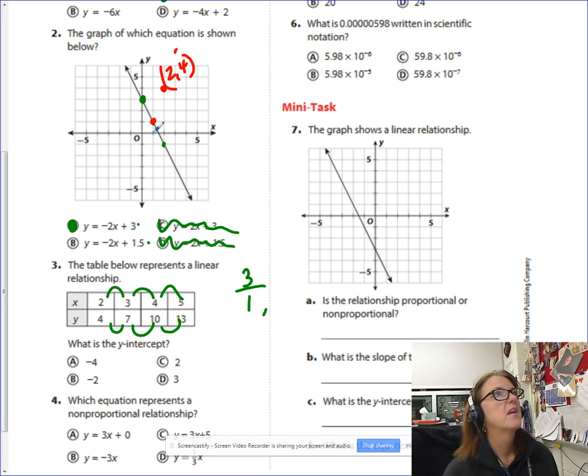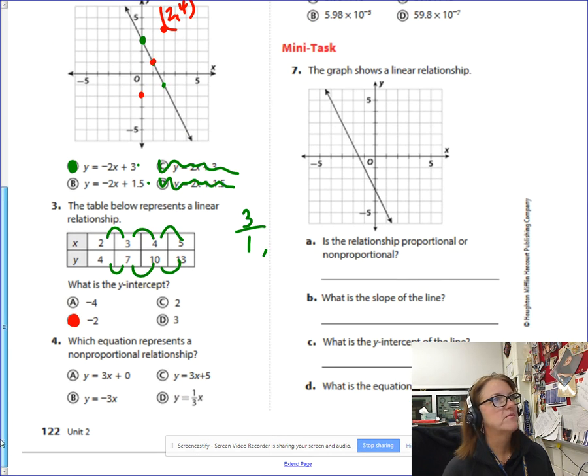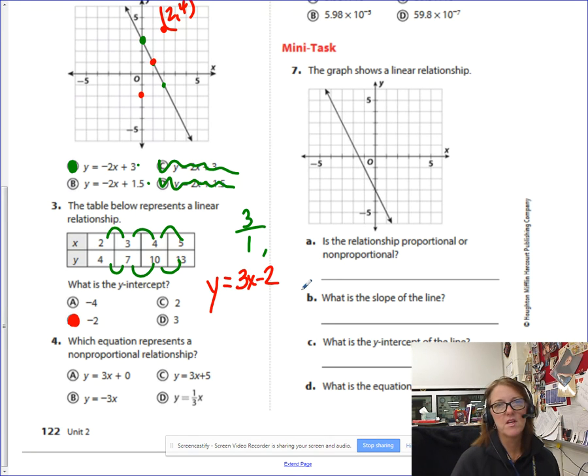Oh, that's cool. Down 3 to the left 1. Bam, bam, bam, it's right there. What's the y-intercept? -2. Sweet. That's all they're asking for. But if they asked you for the equation, let's just be an overachiever. 3x minus 2.